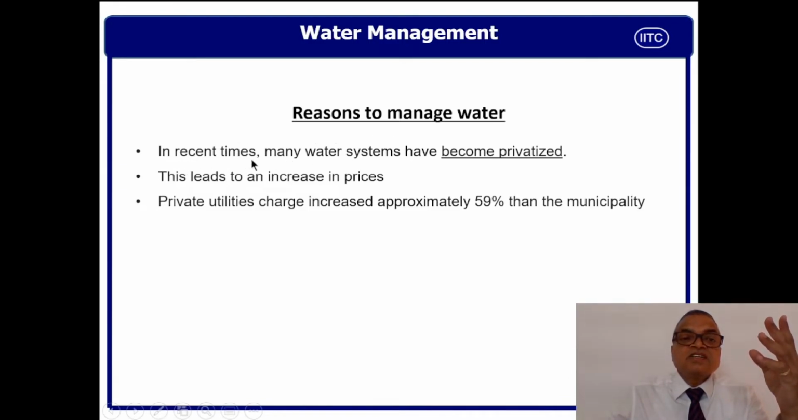Again, in recent times, many water systems have become privatized, as you know. And now we are drinking packaged water, bottled water. We buy bottled water because we can. Some people are privileged, they can afford it. But can you imagine those people who cannot afford a water bottle of 20 or 30 rupees per liter?